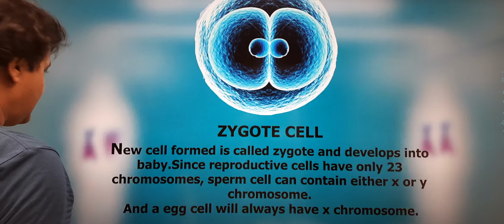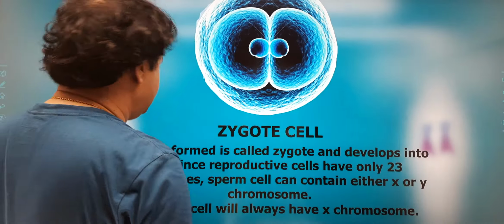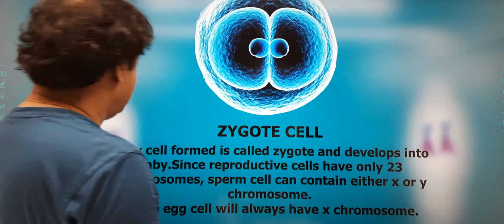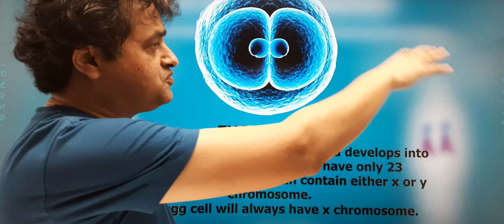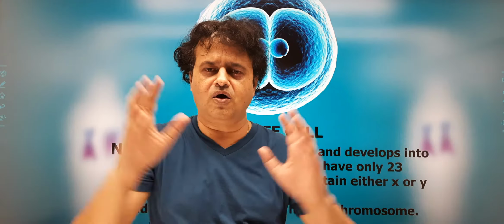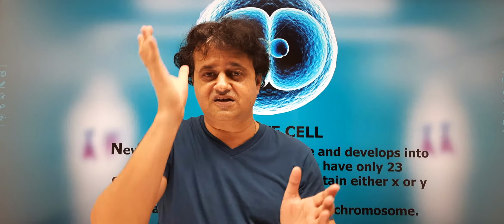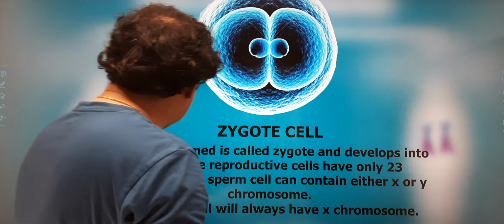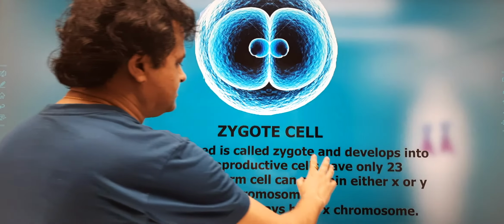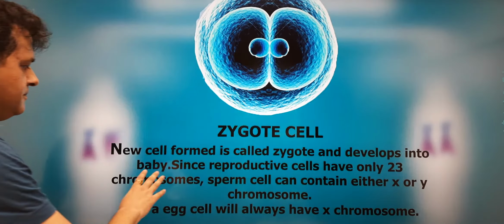This is a zygote cell, which is a diploid cell, which has two sets of chromosomes for each characteristic. All the chromosomes have made pairs now. They are paired together according to their compatibility with each other, according to their gene sequences, and the new cell formed is called zygote and develops into a baby.